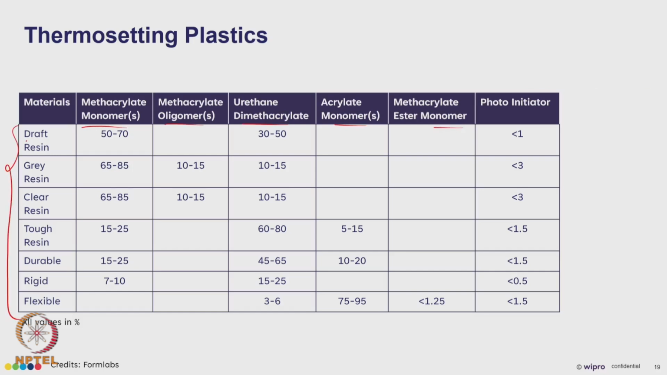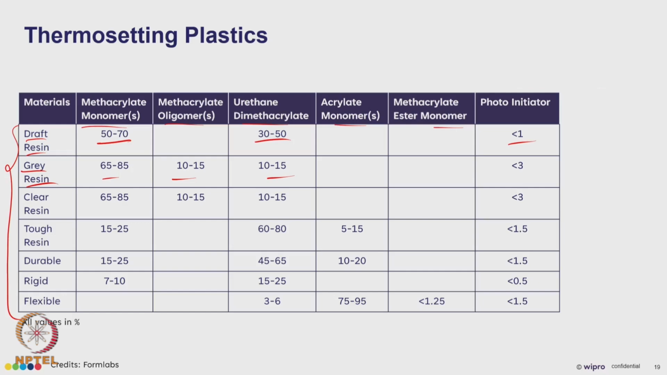So in the case of draft resin, they maintain the methacrylate monomer as 50 to 70% and urethane dimethacrylate as 30 to 50%, and less than 1% of photoinitiator is being added. And in the same way in the case of grey resin, there are different percentages of different things. It is based upon the requirement maintained by the application.